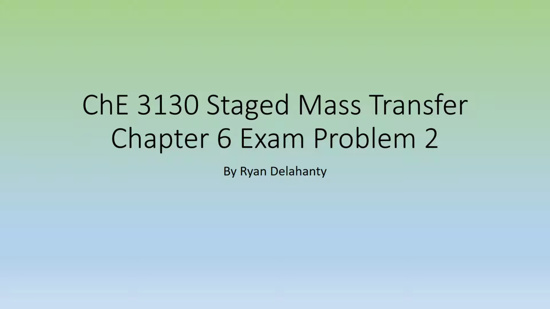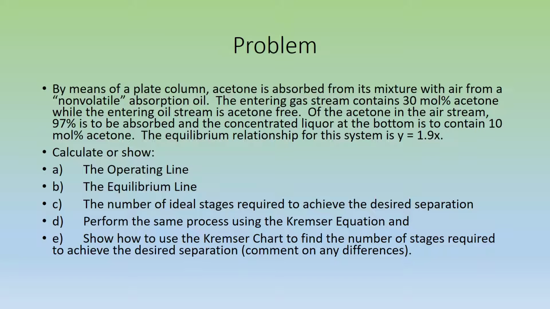My name's Ryan Delahanty, and I have problem number 2 on this exam. The problem states, by means of a plate column, acetone is absorbed from its mixture with air into a non-volatile absorbent. The entering gas stream contains 30 mole percent acetone, and the entering oil stream is acetone free. Of the acetone in the air stream, 97% is absorbed, and the concentrated liquor at the bottom has a total of 10% mole acetone.